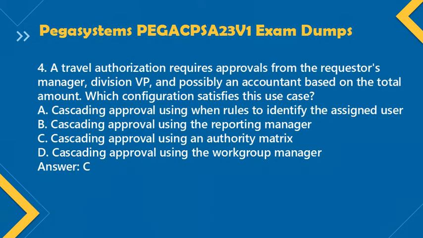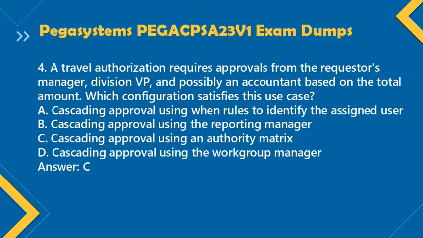Question 4. The correct answer is C. Cascading approval using an authority matrix. In a travel authorization process where approvals are required from the requester's manager, division VP, and possibly an accountant based on the total amount, cascading approval using an authority matrix is the most appropriate configuration.